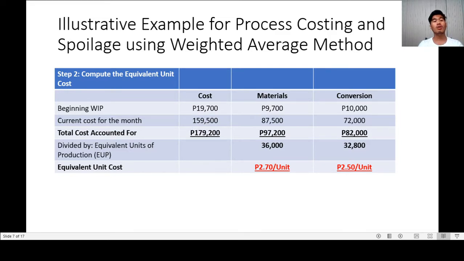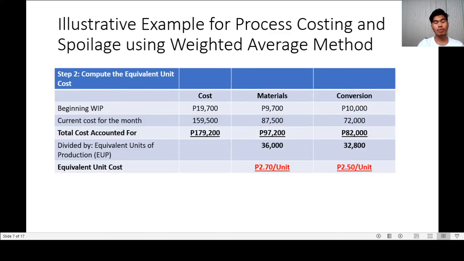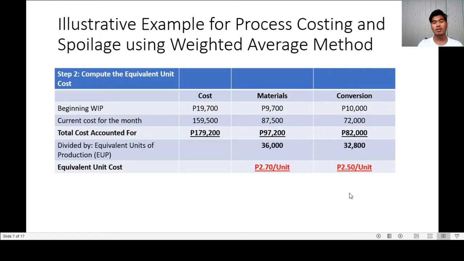So the total cost accounted for is 179,200. As to materials, 97,200 and 82,000 for conversion. So we just divide the total cost accounted for each item by the equivalent units of production, our EUP of 36,000 and 32,800. So we divide the total cost of materials by 36,000 units, we have an EUC or equivalent unit cost of 2.7 pesos per unit. And then the conversion cost is 2.5 pesos per unit.